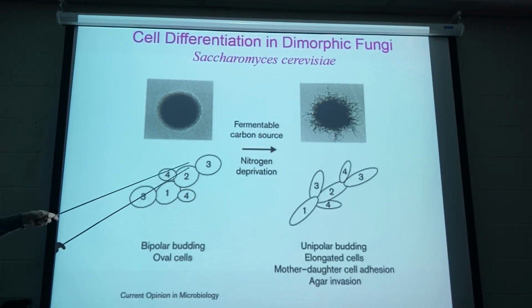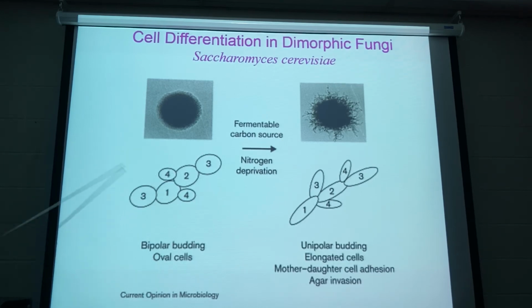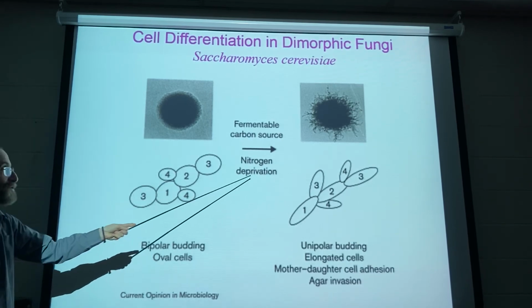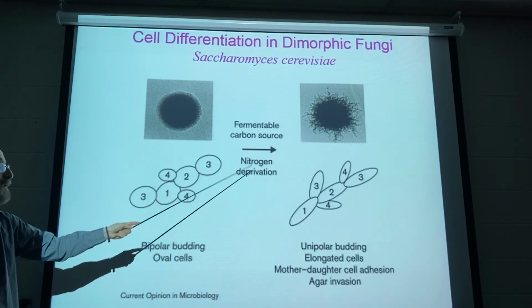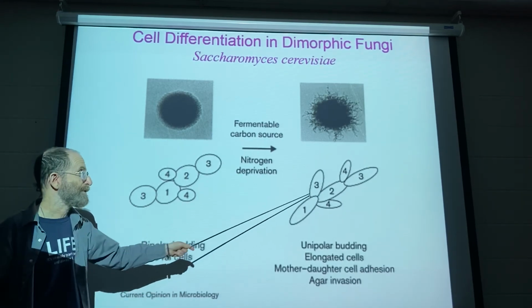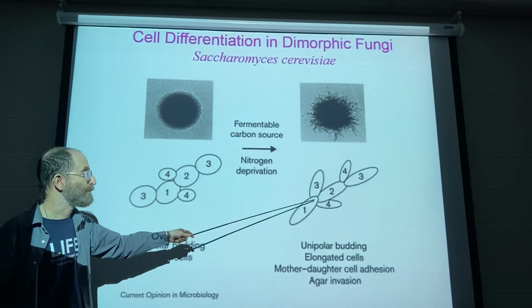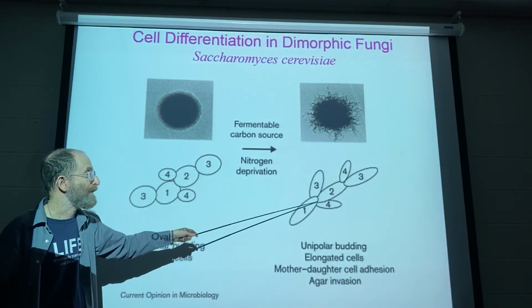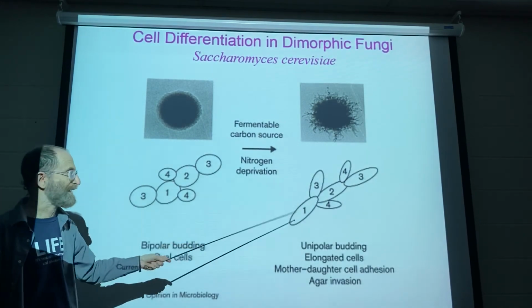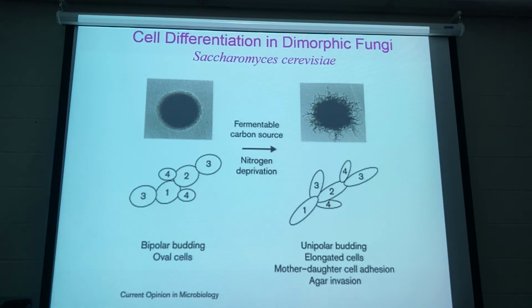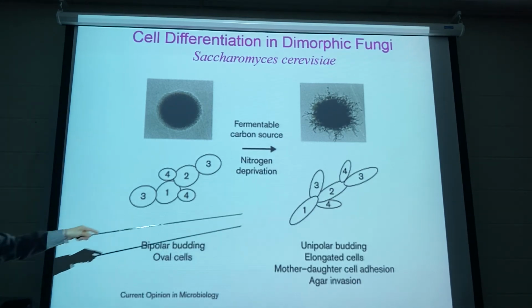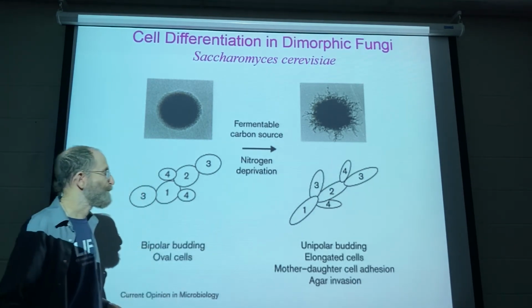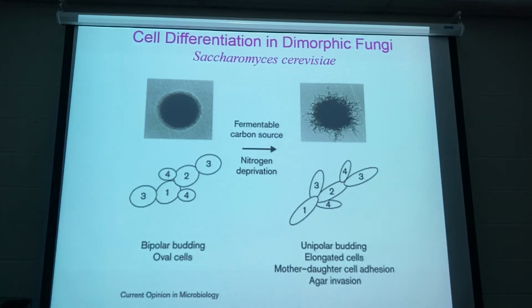You can bud from either pole and you get cells that separate. But under these conditions of nitrogen deprivation, you get unipolar budding. So here's a mother cell, and she can only bud from this end, and those buds don't leave. So again, this is that clingy parent kind of syndrome where they stay together in this chain and they produce what's referred to as pseudohyphal growth.